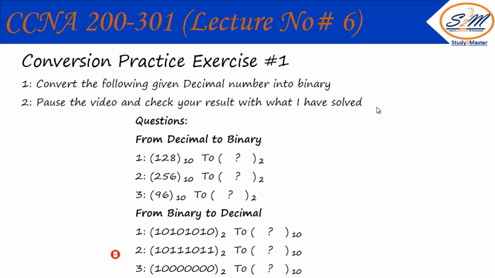The second question set is from binary to decimal. Number 1: 10101010 from base 2 into base 10. Question number 2: 1110111 from base 2 to base 10. Question number 3: 1000 from base 2 into base 10. So try to solve them yourself, pause the video, then check.